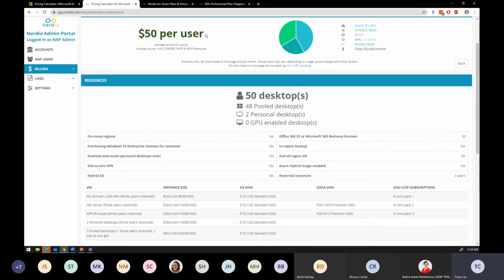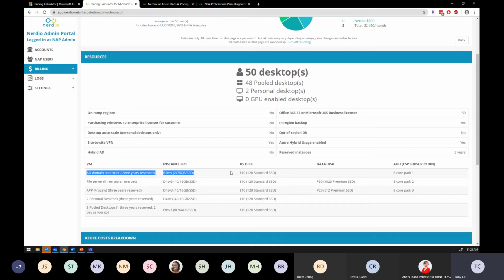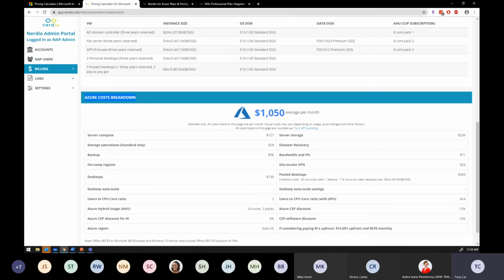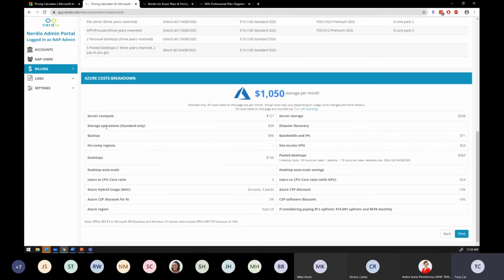All right, so $50 per user per month is going to give you a domain controller of 2-core 8 gigs of RAM, a file server of 4-core 16 gigs of RAM with a 1 terabyte data disk, an application with ProLaw with a 512 gig data disk with 4-core 16, and you have your 2 personal desktops for those 2 partners, again at 4-core 16 gigs of RAM, and then you have 3 pooled servers, right? So 3 Windows Virtual Desktop pooled session hosts at 8-core 64 gigs of RAM each to support your 48 other pooled users. Right, so that's how you kind of use a calculator, and here's a further breakdown of how we got to that 1050 based on different categories.